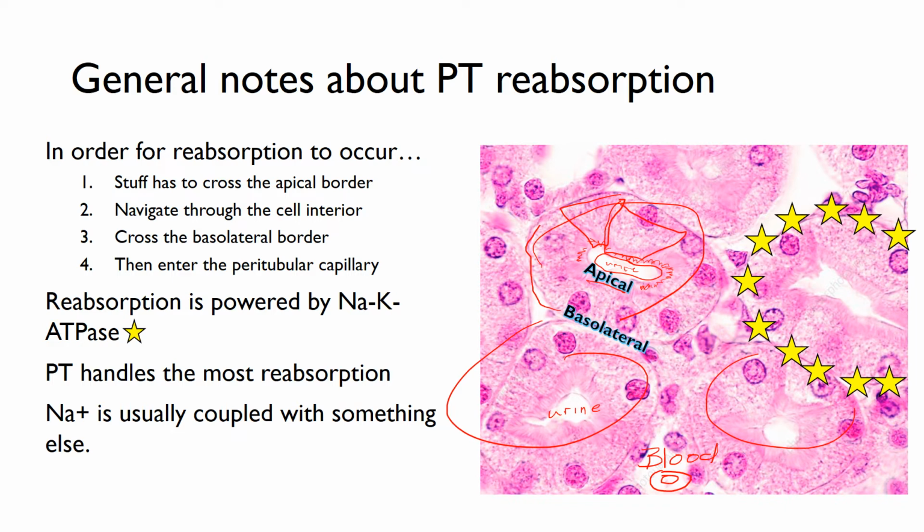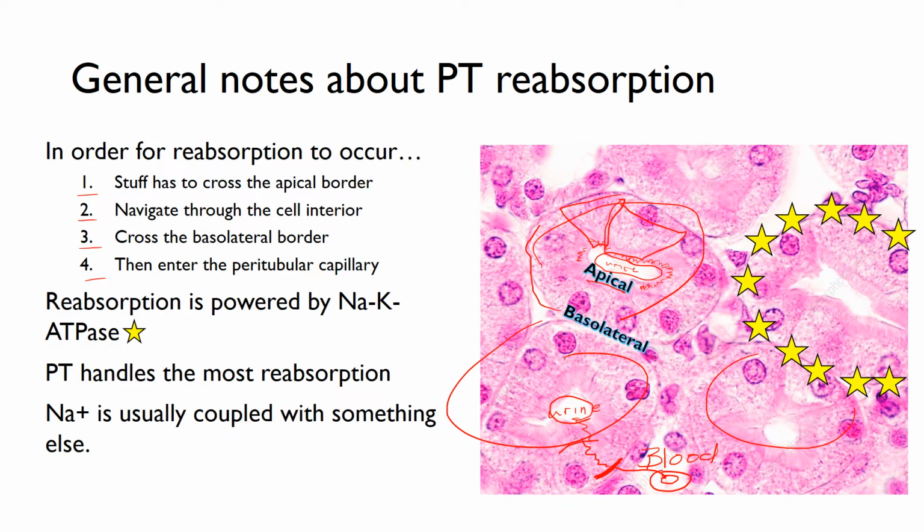So what that means is when we are reabsorbing stuff, solutes, water, all of that has to make its way from the lumen, cross this border, get across the apical border, get through the intercellular compartment, and then cross the basolateral border, and then make its way back into the capillary. That's why I break this down in these steps over here on the left. In order for reabsorption to occur, stuff has to cross the apical border, navigate through the cell, cross the basolateral border, and then enter the peritubular capillary.